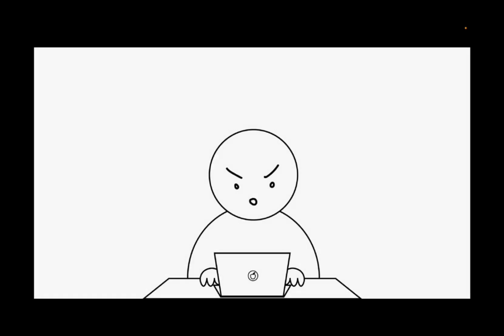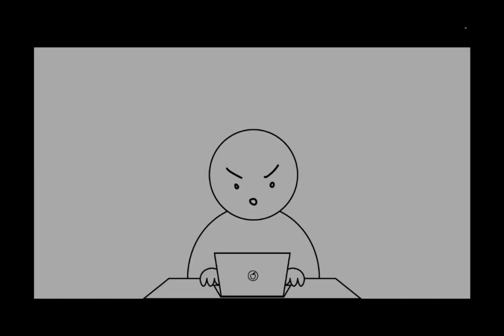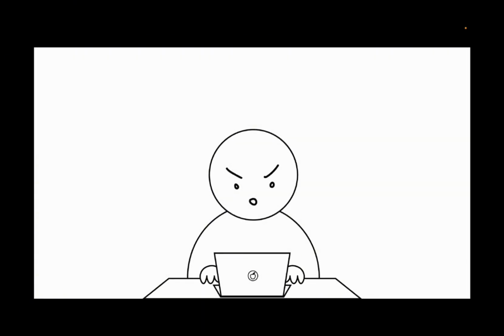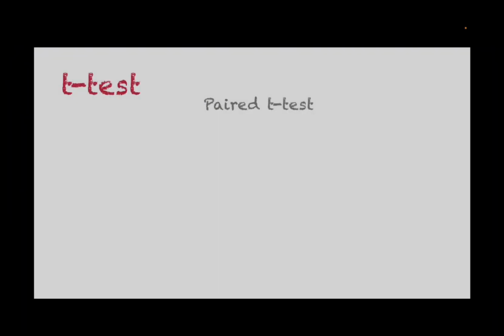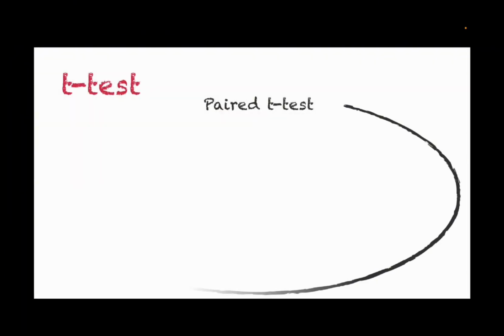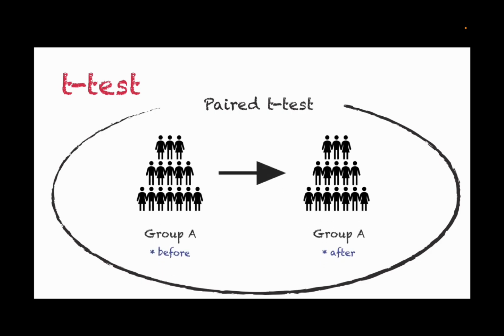Okay, that's starting to make sense. What if I didn't have two different groups? What if I had the same group of students and tested them before and after giving them explicit instruction? Then you'd use a paired samples t-test because you're comparing two sets of scores from the same participants.